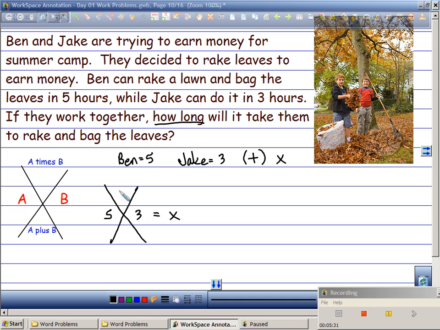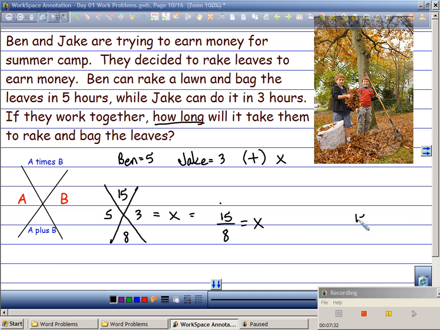Okay, so what goes on top? 15. And what goes on bottom? 8. So my ratio is 15 divided by 8 equals X. How do I solve that? Okay, what if it was 16 divided by 8? What would that be? 2. So this is probably going to be a little under 2 hours, right?